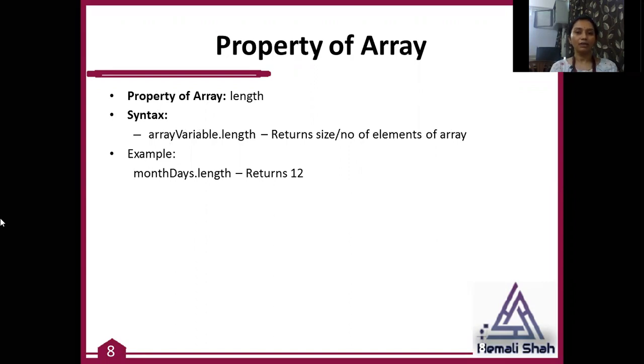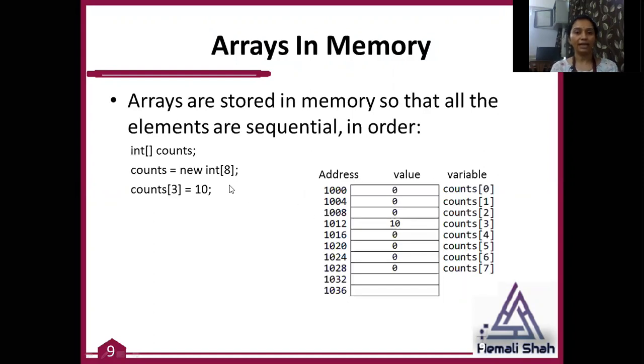Say for the example, if you are writing System.out.println month days dot length in your program, then it returns 12 for our example. In the example that we have used, we have used 12 elements. That's why. Now next is how this array is allocated inside the memory. So if these arrays are stored in the memory, the elements are in sequential order. This address is given by the compiler at runtime.